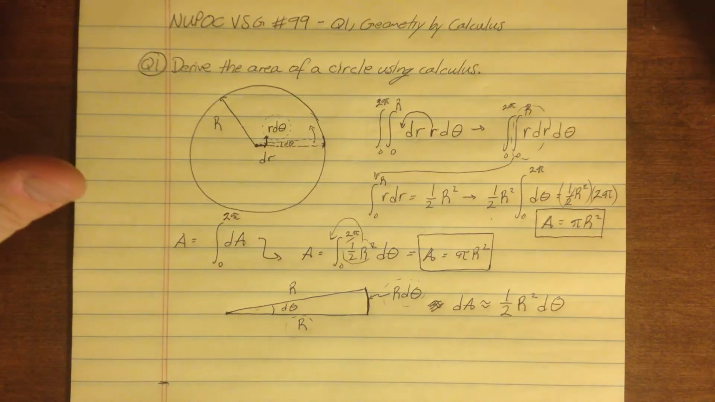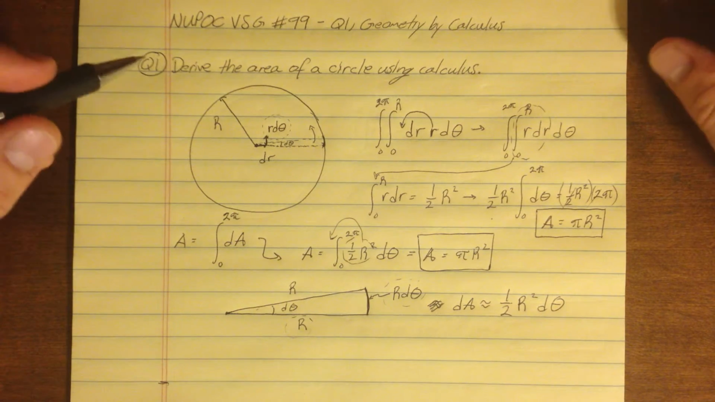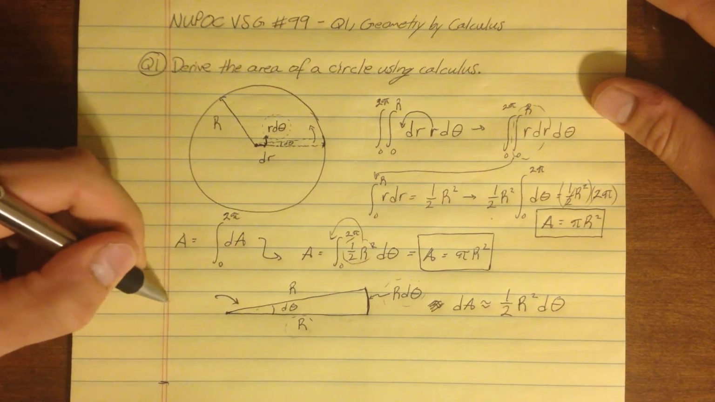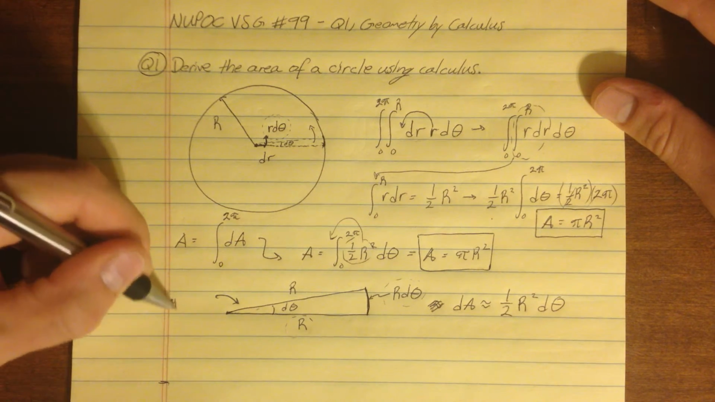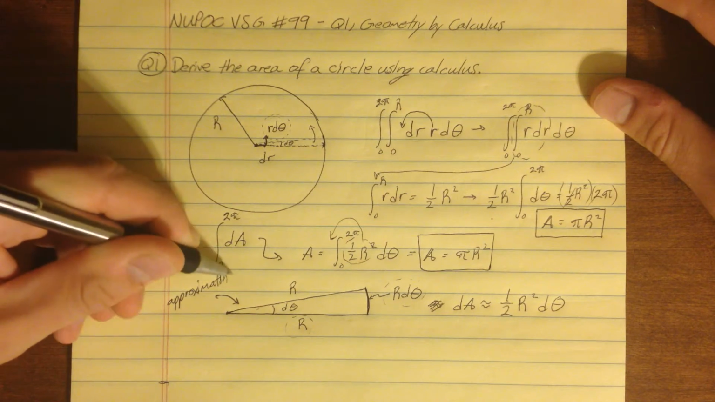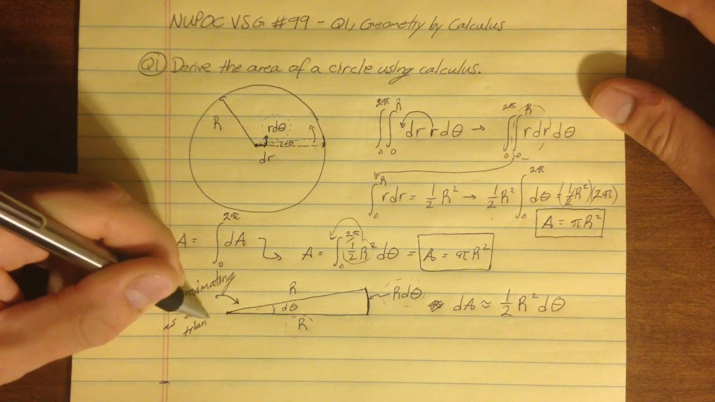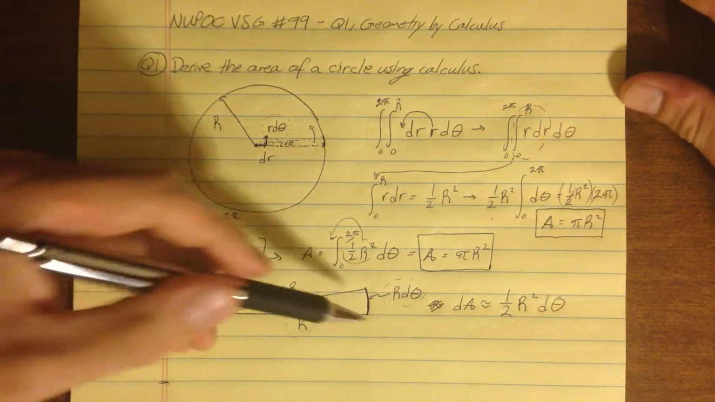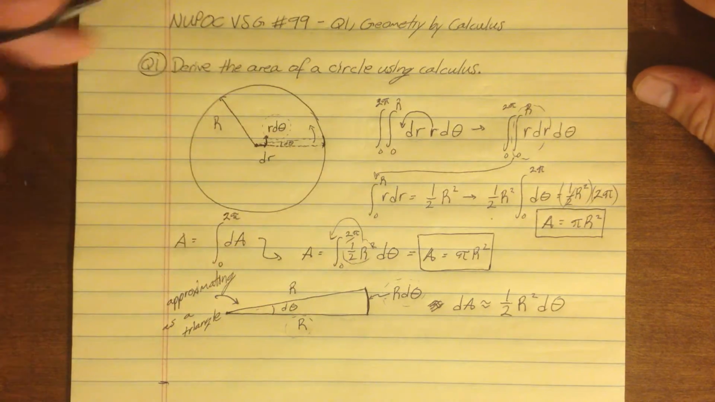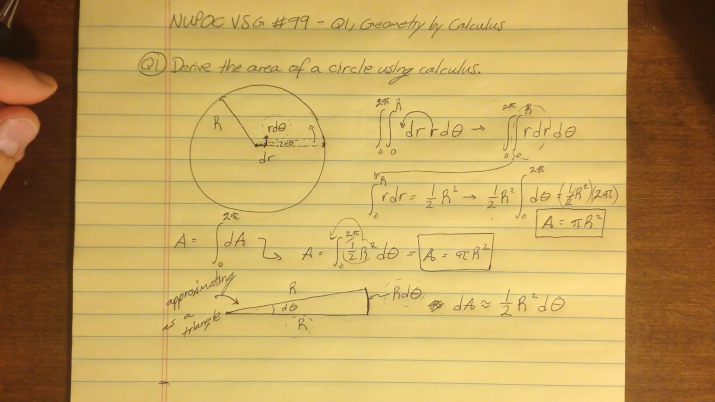So those are two different approaches to get the area of a circle using calculus. And again, remember, when we draw out this differential area here, we are approximating it as a triangle, and then just doing 1/2 base times height. And that's our differential area. And we integrate that differential area over the whole area.